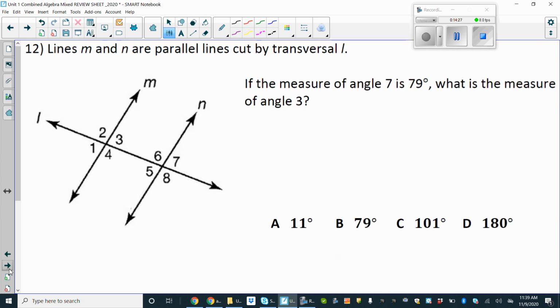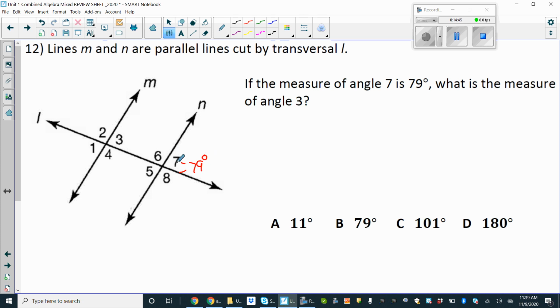Next, we have lines M and N are parallel lines cut by transversal L. If the measure of angle 7 is 79 degrees, what is the measure of angle 3? So I'm going to, right off the bat, put 79 where 7 is. So 79 degrees goes here.